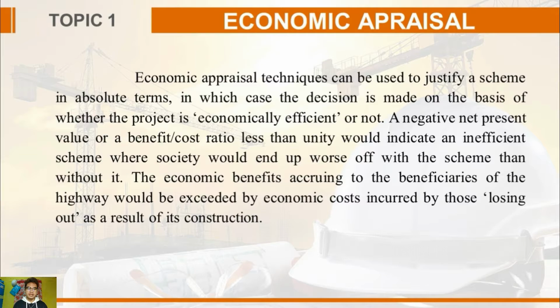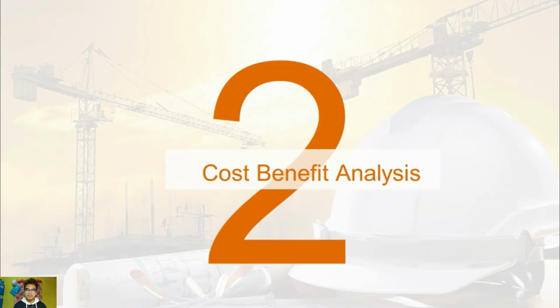Economic appraisal techniques can be used to justify a scheme in absolute terms, in which case the decision is made on the basis of whether the project is economically efficient or not. A negative net present value or a benefit cost ratio less than unity would indicate an inefficient scheme where society would end up worse off with a scheme than without it. The economic benefits occurring to the beneficiary of the highway would be exceeded by economic costs incurred by those losing out as a result of its construction.